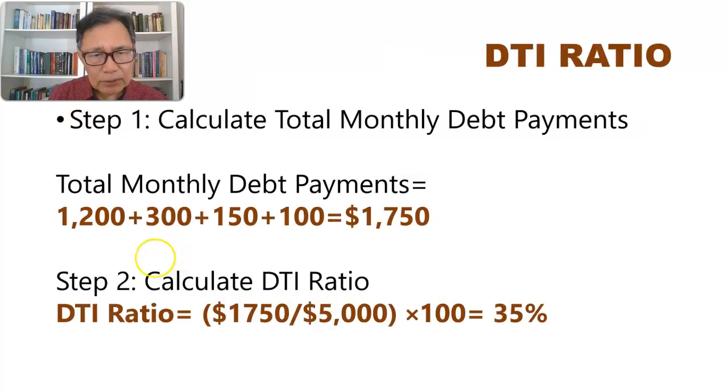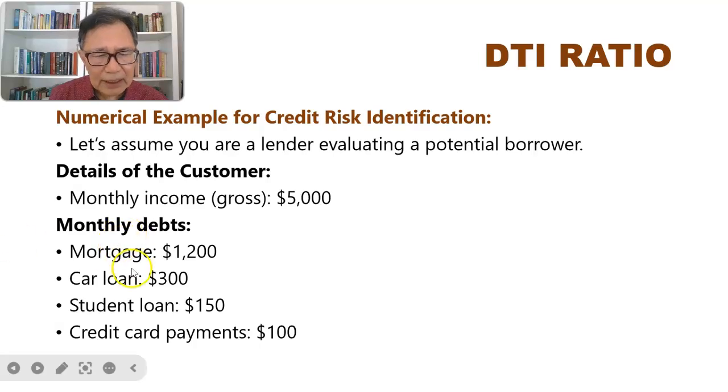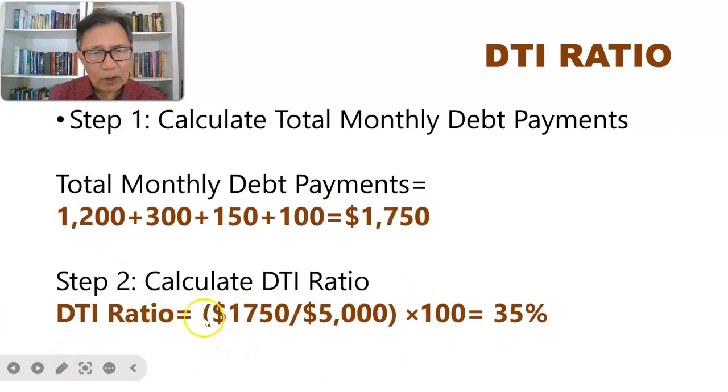So we need to see that this is how we can come up with a DTI ratio given the monthly debt consisting of the mortgage debt, car loan, student loan, and credit card payment, and we obtain the DTI ratio by dividing the total debt payment over the salary. That gives us the DTI ratio of 35%, which is the case in this example. So this is one way to calculate the DTI ratio to evidence the credit standing of the customer.